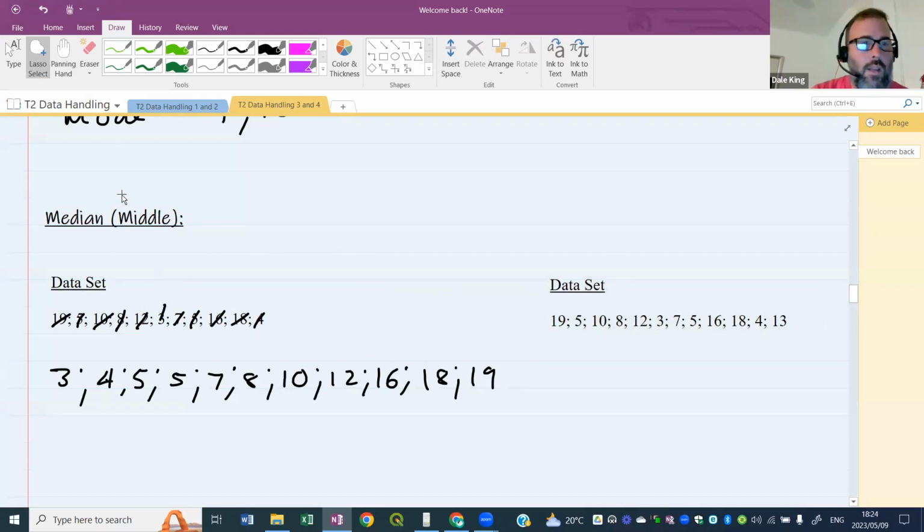That's the next data set. So there's our data set there. I'm counting the original data set: 1, 2, 3, 4, 5, 6, 7, 8, 9, 10, 11. And in my set: 1, 2, 3, 4, 5, 6, 7, 8, 9, 10, 11. All right, now I've got the data set in order.